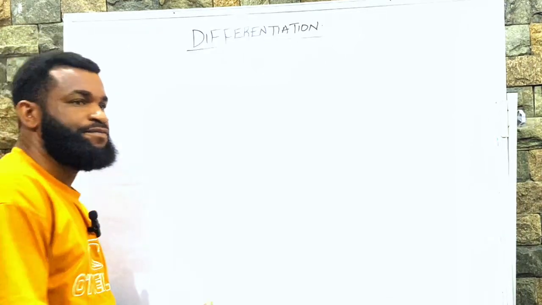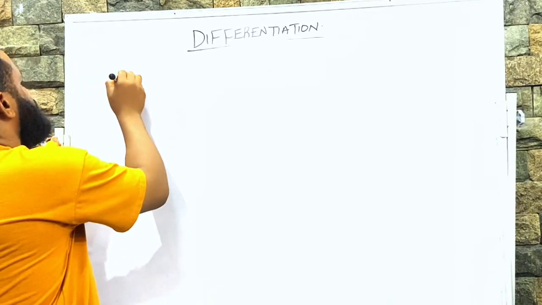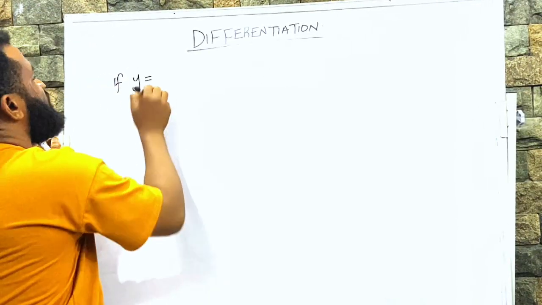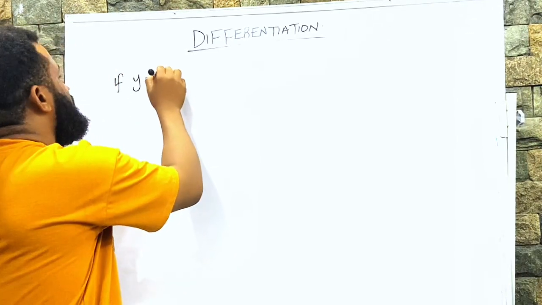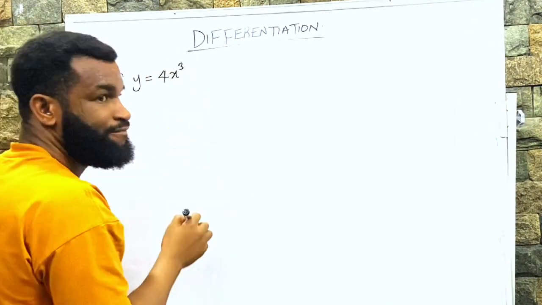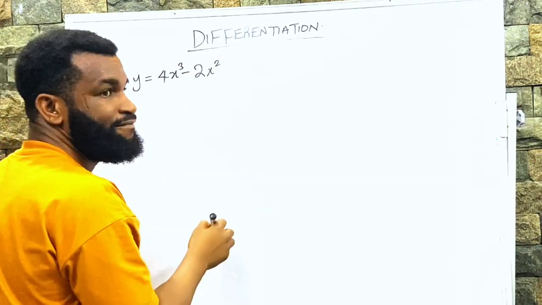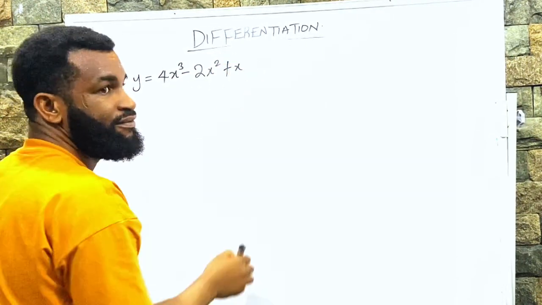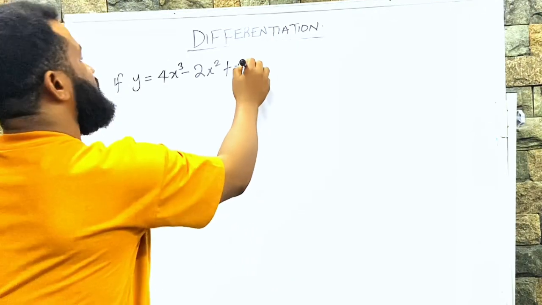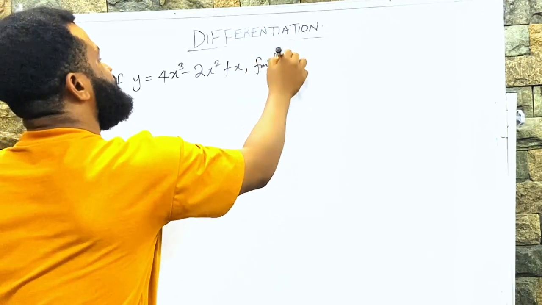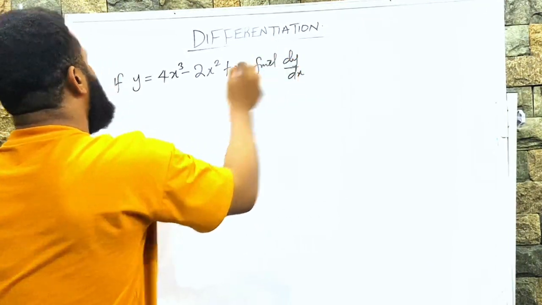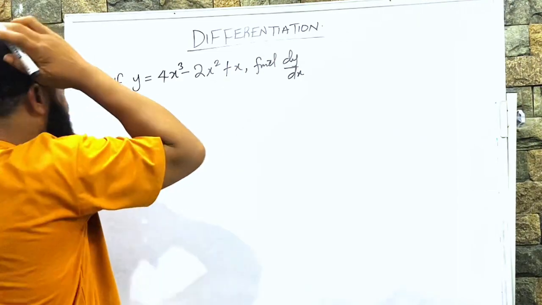Number 2 question. If y equals 4x cubed minus 2x squared plus x. Find dy/dx. Okay, so I think this is my number 2.